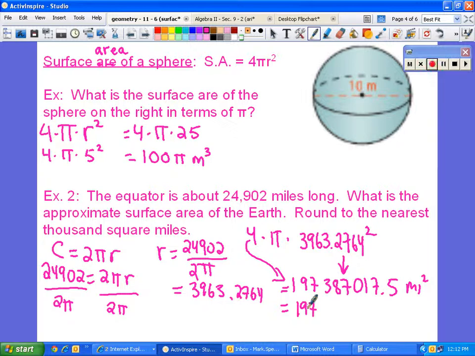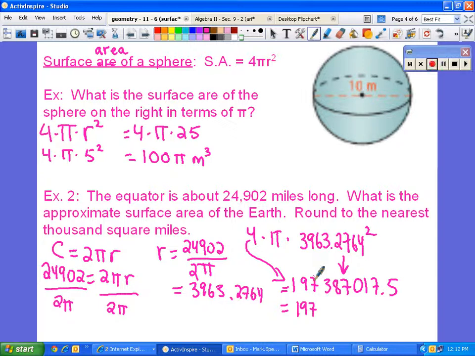This is the answer I got from plugging in the calculator. But the question said round it to the nearest 1,000 miles. So what is this rounded to the nearest 1,000 miles? How many zeros should my answer have? Give Anna a chance. The question doesn't say round it to the nearest 1/10 of a mile. It asks us to round it to the nearest 1,000 square miles.